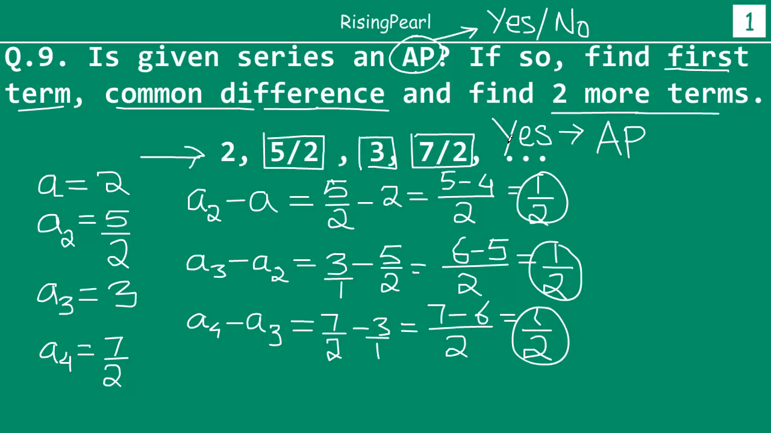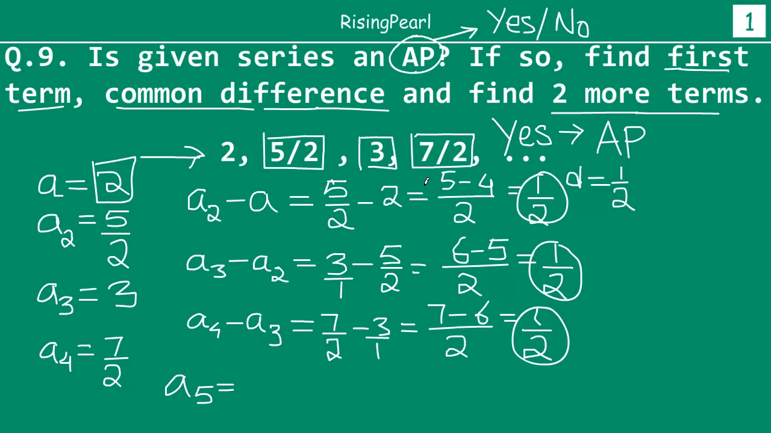So this set of numbers is an arithmetic progression. Now that we have found out, the first term is given by number 2, and the common difference as represented by D is equal to 1 by 2, as we can see here. Now we have 1, 2, 3, 4 terms. If we have to find 2 more, we have to find out A5 and A6.